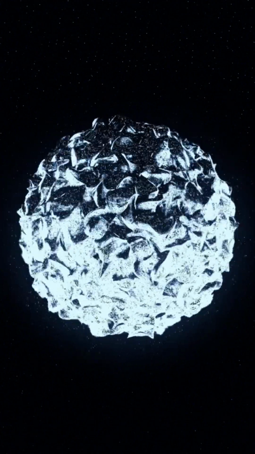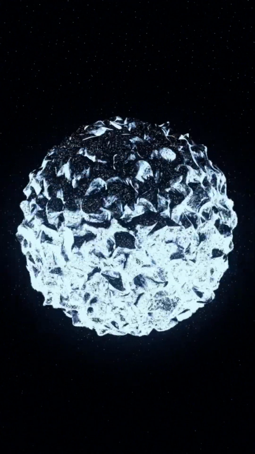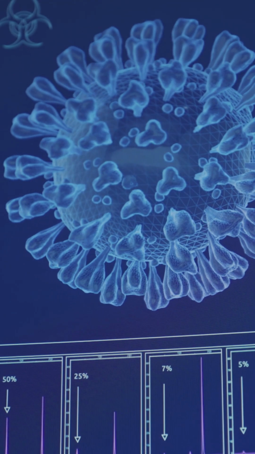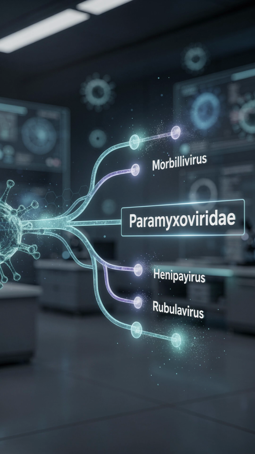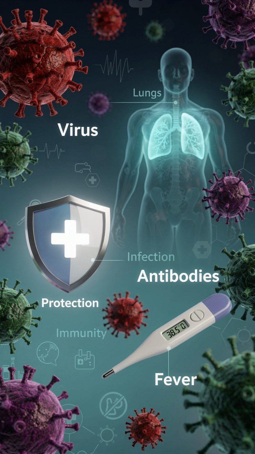What do measles, mumps, and the deadly Nipah virus have in common? Despite causing very different diseases, they all belong to the same remarkable viral family, Paramyxoviridae. The family Paramyxoviridae contains some of the most important human and animal viruses known to science. Members of this family are responsible for diseases ranging from common childhood infections to severe outbreaks with high mortality rates.